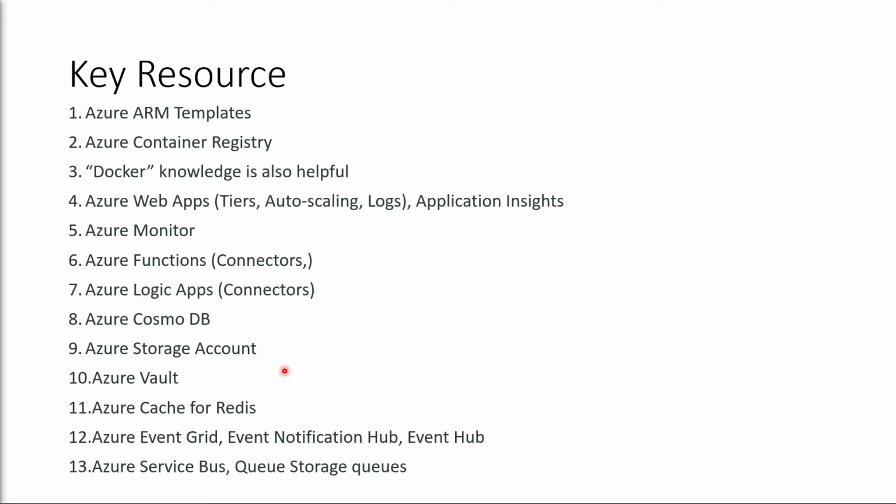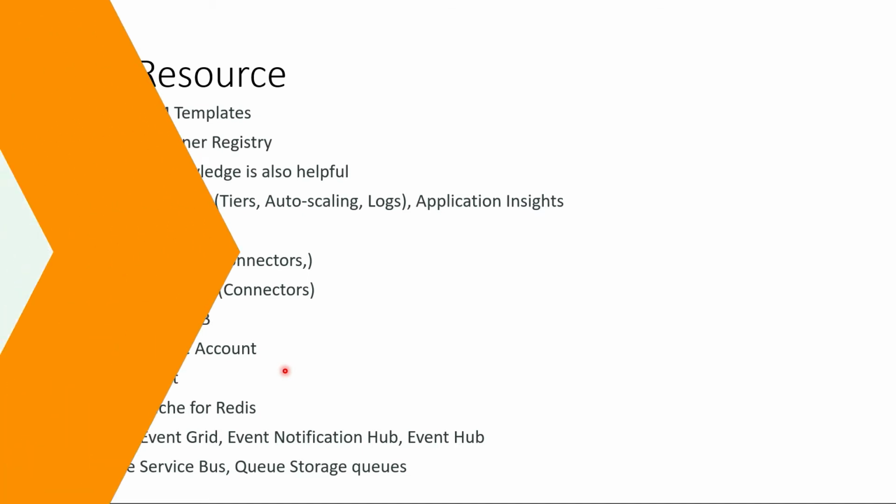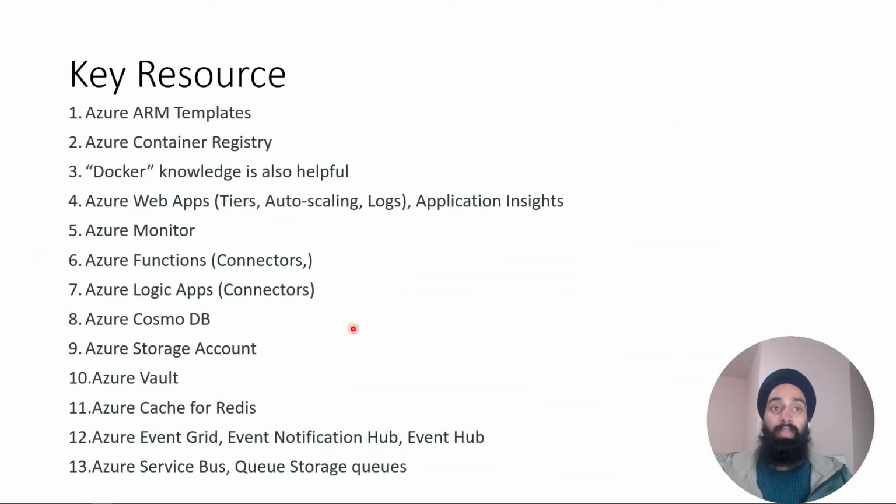Next up is Azure Cache for Redis. I'd say just know the high level architecture of what Azure Cache for Redis is and what it does, and how you can purge the cache if you need to. The last topic here is Azure Event Grid, Event Notification, Event Hub, and some of the Service Bus and Storage Queue services. Make sure you understand all these services and know the ins and outs of how they work before you go to the exam.